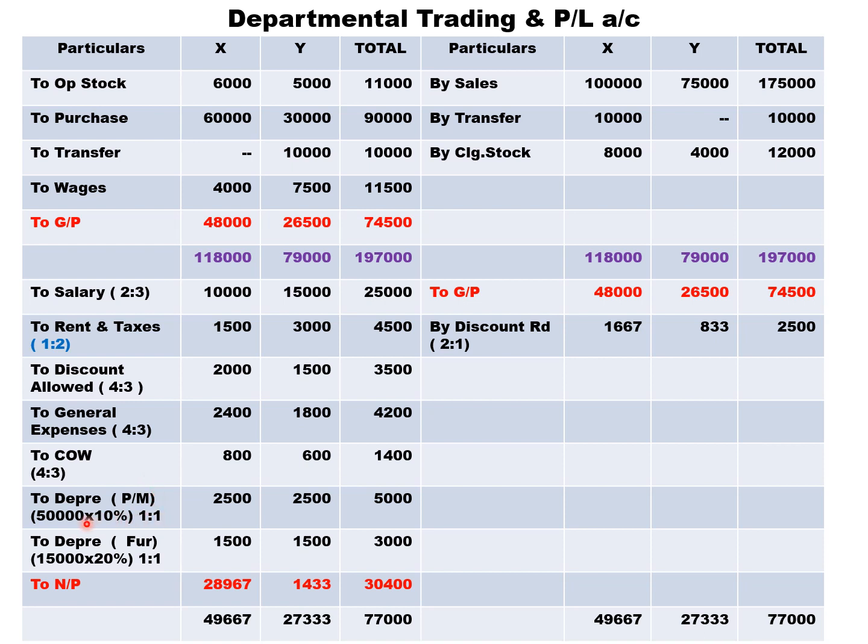Depreciation on plant and machinery. Plant and machinery value is 50,000 into 10%. You get 5,000 into 1:1. Depreciation on furniture, it's 15,000 into 20%. You get 3,000. 3,000 into 1:1. So you get net profit of 28,967, 1,433 and 30,400.